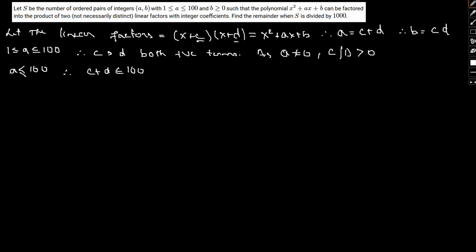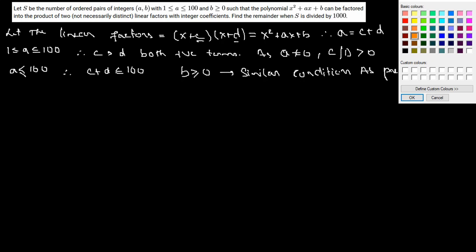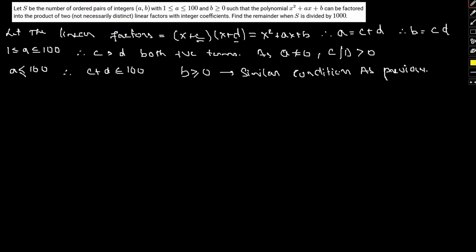And now if we talk about b, it is given that it can be greater than or equal to 0. So similar conditions apply: at least one of c or d has to be greater than 0, and the other can be 0. Similar conditions as previous. So these are all the criteria or constraints that we have to keep in mind.